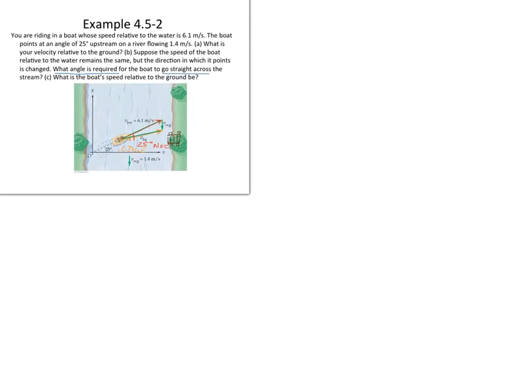So here is the stream, and it's going due south. We would call that the velocity of the water with respect to the ground, and that's still 1.4 meters per second at, let's say, 90 degrees south.